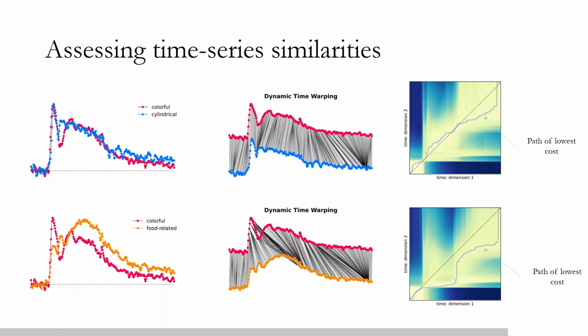Here are 2 other time series, colorful and food-related, and you can already see they are quite different. With dynamic time warping, we have to warp one of the time series more to make it look like the other one. The path of the lowest cost, shown in gray, shows that the distance here is longer. The advantage of this technique is that we can take the entire time series and narrow it down to one single data point, so we can say how similar 2 things are to each other. We did this across all of the 49 dimensions.